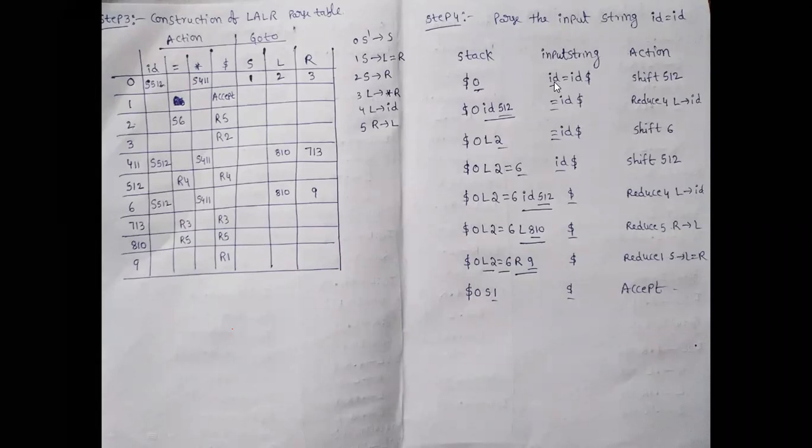Then 0 and id: here we have the shift operation, shift S12. Shift means we are shifting the first input symbol and pushing the state number. So id is pushed into the stack and the state number is pushed into the stack. Then we consider that state and equal, and we get a reduce operation, reduce 4. What is the fourth production? L produces id. In the right hand side we have only one symbol, so pop the topmost two elements. So id and the state are popped.